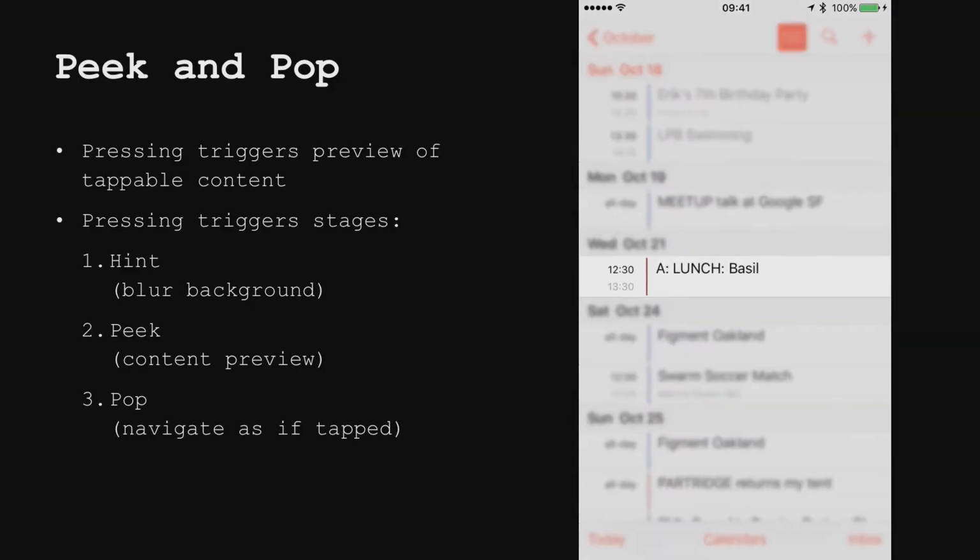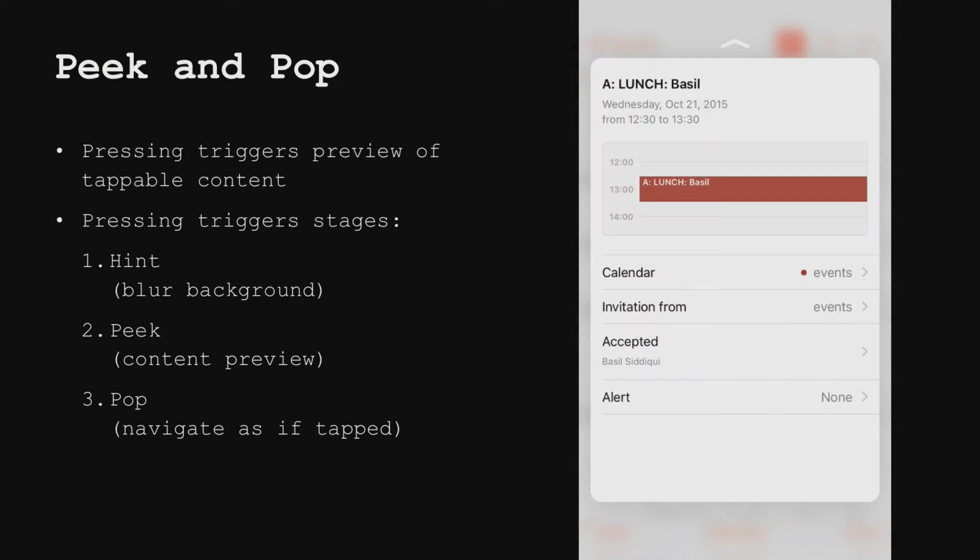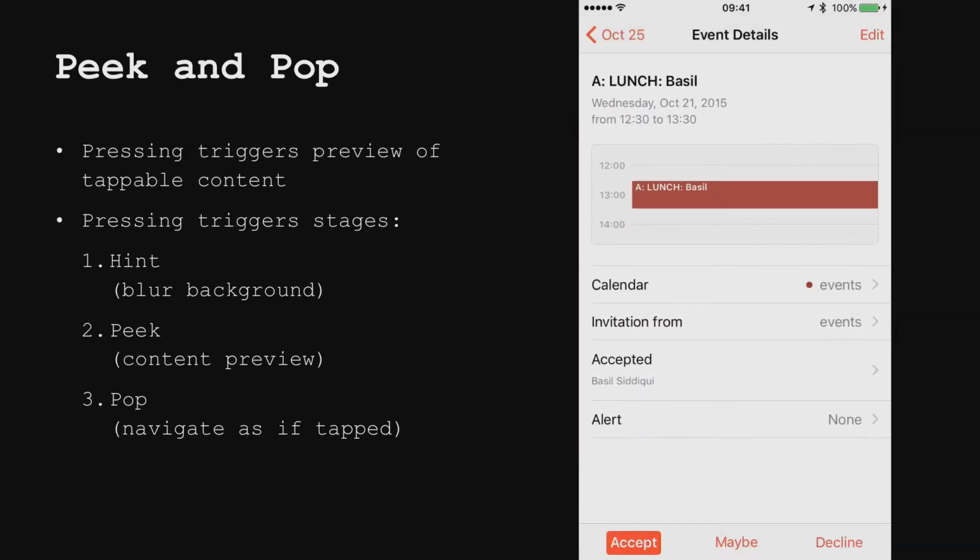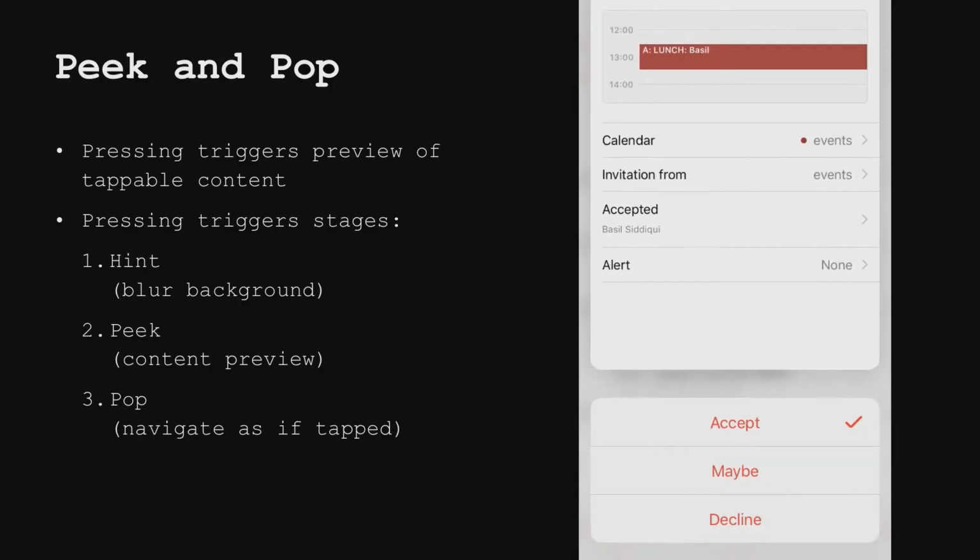So you can preview what you're navigating into. That's the peek. And then if you keep pushing, you get to the pop, which is basically where you would have gone if you tapped. So that's the normal flow. Peek and then pop, and pop's equivalent to where you have tapped. The optional flow is you peek, and then you swipe, and you get these peek quick actions, which are a lot like the home screen quick actions. They're a predefined list of things you could do.